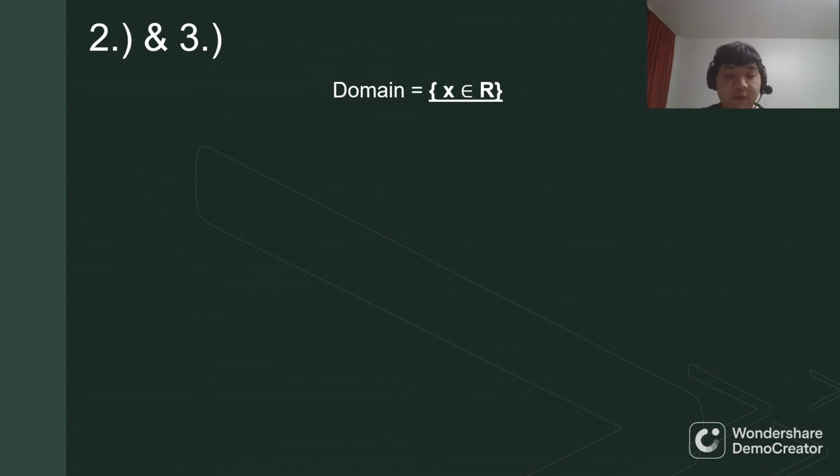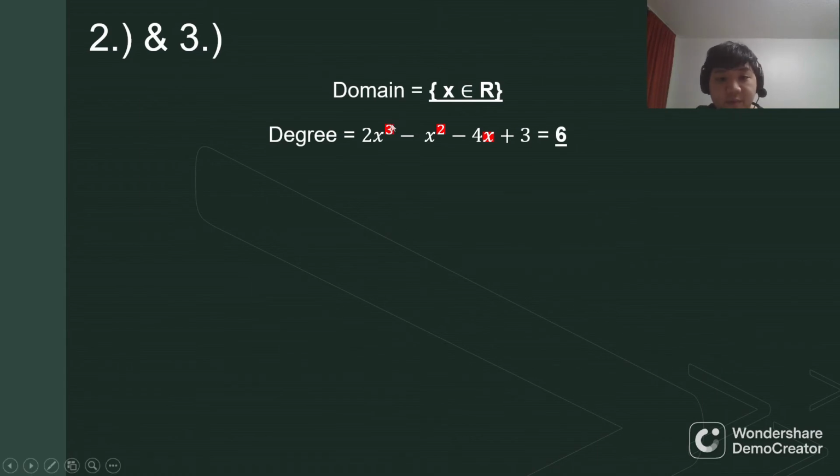The degree, however, we can simply take from the powers that x has. So in this case, for 2x powered by 3, we take the 3, for x minus x powered by 2, we take 2, and for minus 4x, we just take x alone. And that will give us a degree of 6.